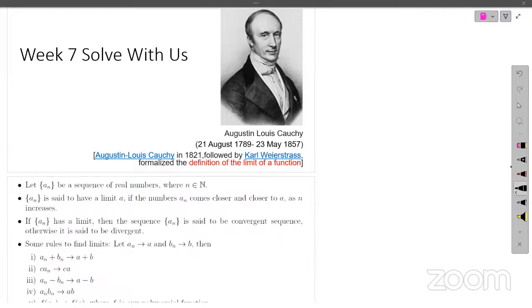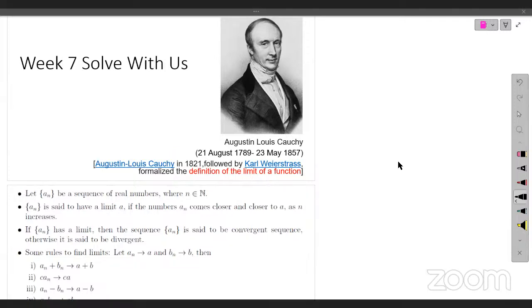Ma'am, can I ask my doubt? Yes, Manish. 7.4, first question. Here consider the following function where R is the set of real numbers and N the set of natural numbers. You have to say which of the following represents a sequence. So again, you have to consider the definition of sequence.